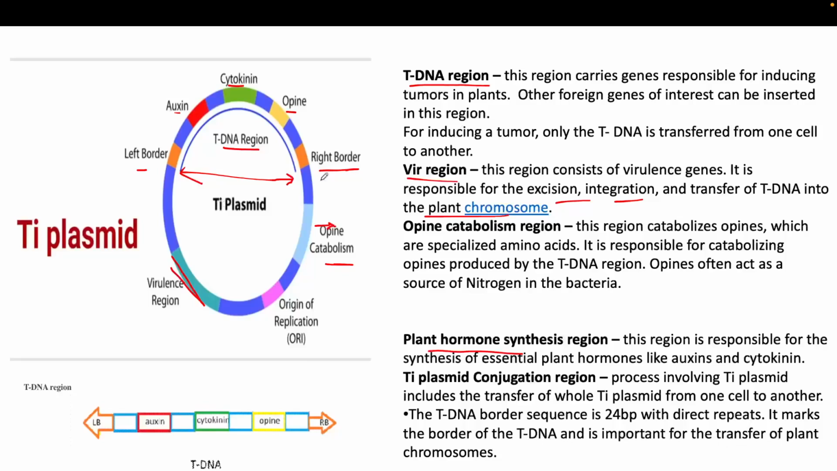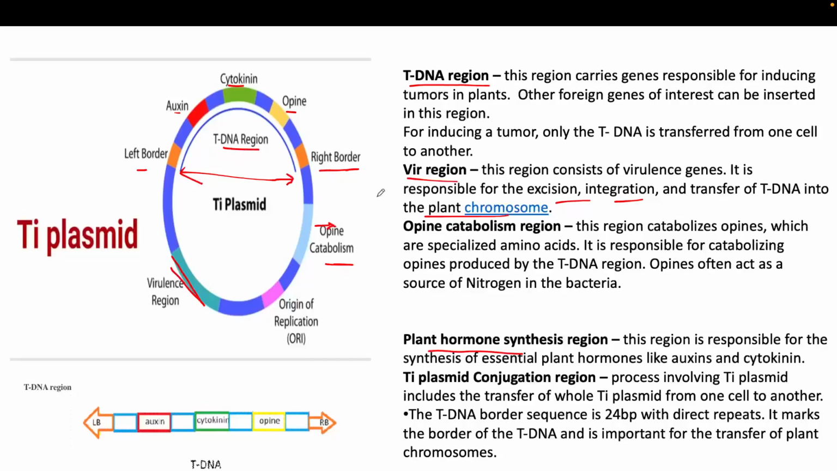In a previous experiment it was seen that if the right border sequence is abolished from the Ti plasmid, then the transfer process is also inhibited. The transfer of T-DNA from one cell to another cell will be inhibited because of the absence of this right border sequence. So it is very essential to have the right border as well as the left border sequence in the T-DNA region, so that it can efficiently transfer from one cell to another cell.